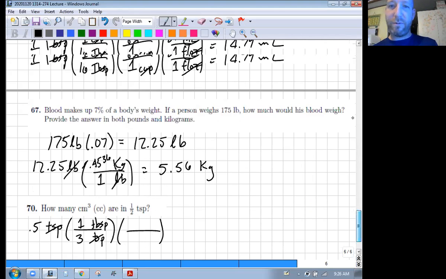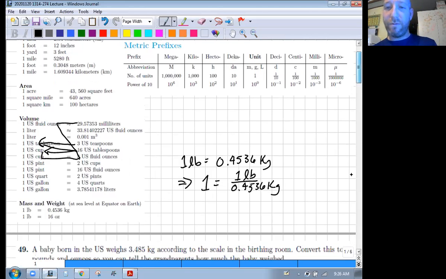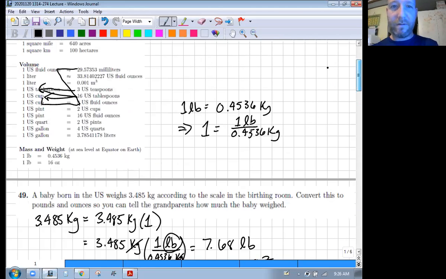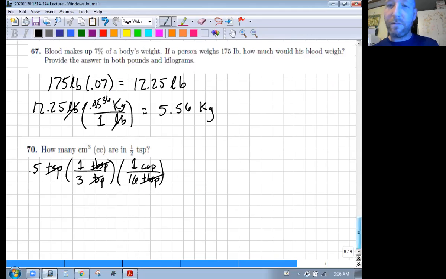Now we've got tablespoons. Teaspoons to tablespoons done. Now tablespoons to cups. 16 tablespoons make a cup. Now we've made it to cups. Now we go from cups to fluid ounces. 1 cup is 8 fluid ounces.